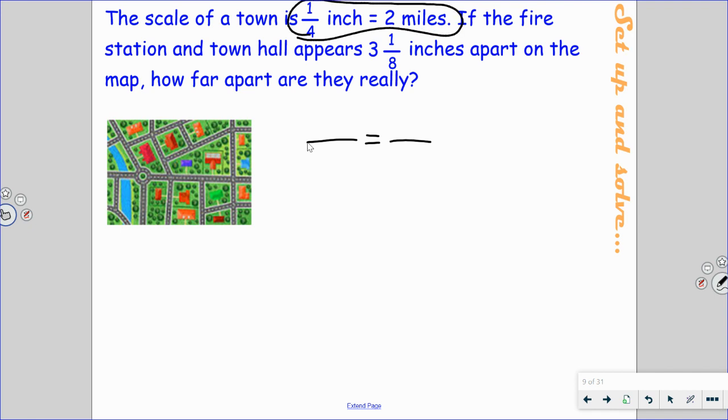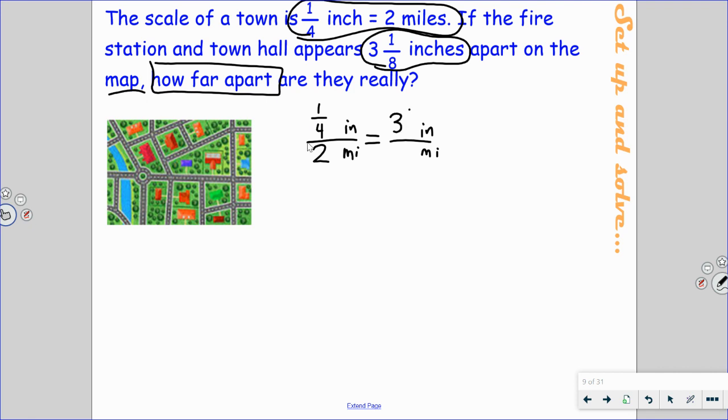All right, 1/4 of an inch is actually 2 miles in real life. Fire station to the town hall, 3 1/8 inches apart on the map. Question, how far apart are they really? So again, new versus actual, map versus original, or inches versus miles. 1/4 of an inch to 2. 3 1/8 inches to what?